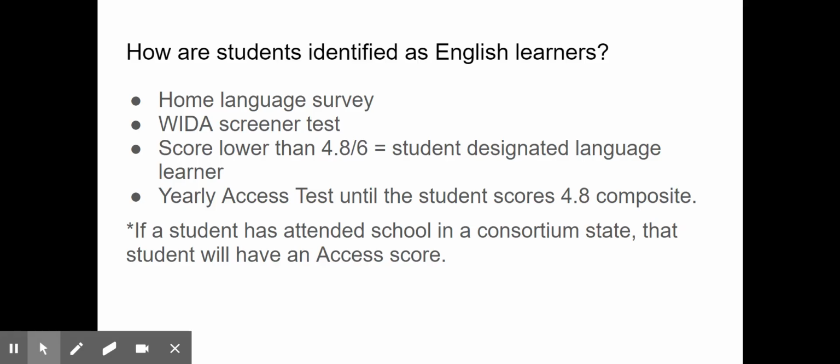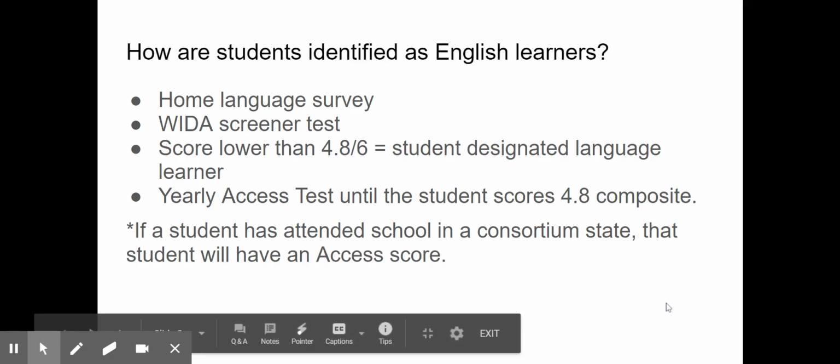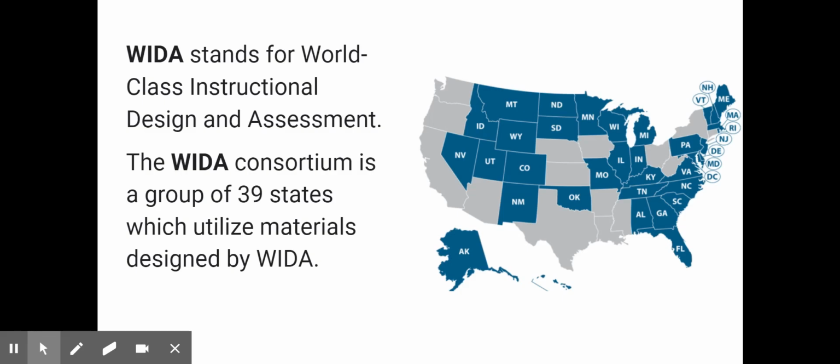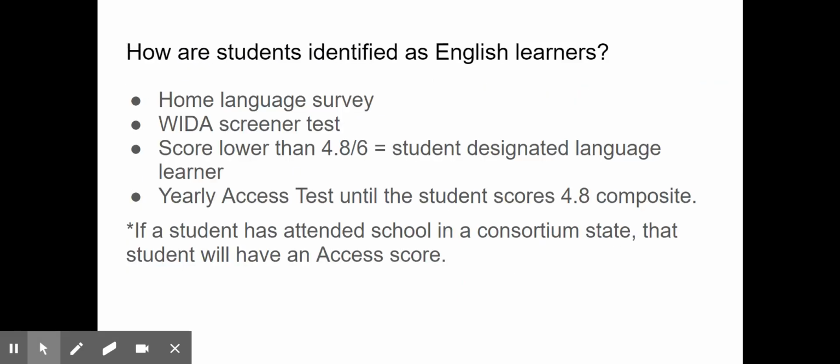So if a student has attended school in any state, if you go back to that map, the student has come from, for example, Wisconsin or Florida, Montana, then they would not have to take the ACCESS. If they come from another state where the ACCESS is not given, they will have to take a screener test to see if they need to have an ACCESS score.